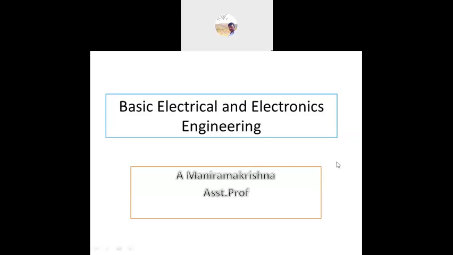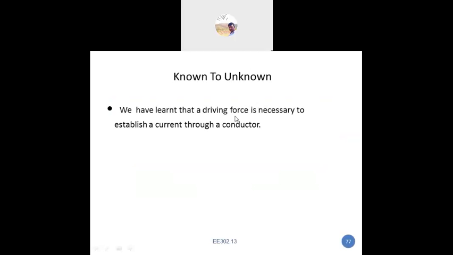In this session, we are going to discuss the voltage source, the current source, the conversion of the current source to a voltage source, and the conversion of the voltage source to a current source. First, what is meant by a source? We have to know the known to unknown values.